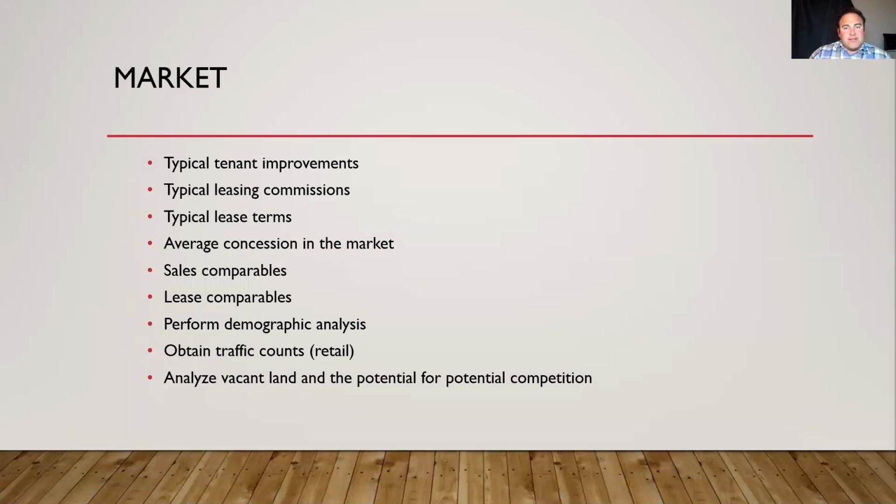Typical tenant improvements. In commercial space, what's a typical tenant improvement allowance? Is it $5? Is it 10? Is it 20? Is it $30? Every market's a little bit different, so we really need to look at that and understand it. Typical leasing commissions. Every market you'll see agents get paid differently on leasing commissions, whether that be residential, office, retail, commercial, industrial, always a little different.